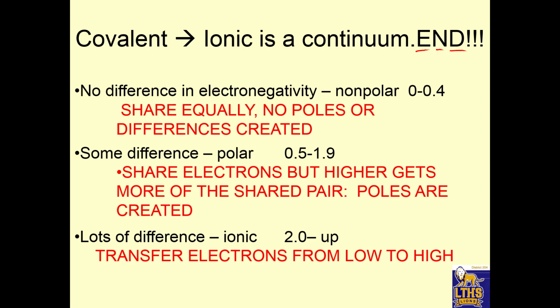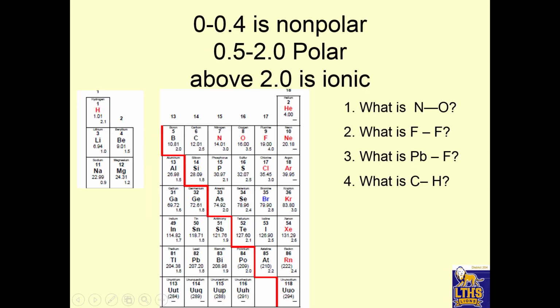If there's a medium difference, if you subtract and you get 0.5 to 1.9, it's called a polar covalent bond, and they share electrons. But the atom that has a higher electronegativity gets the shared pair closer to it, and so there's poles created, opposite sides. But then if there's a big difference in electronegativity, then the electrons get transferred from low electronegativity to high. Let's practice. Here's the cutoff line. In general, a metal and a nonmetal will make an ionic bond, and 2 nonmetals will make a covalent bond. But we can use electronegativity to help.